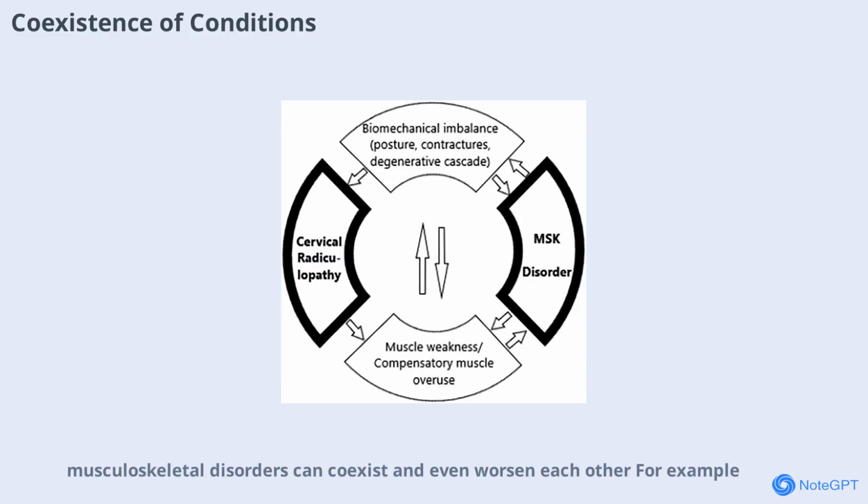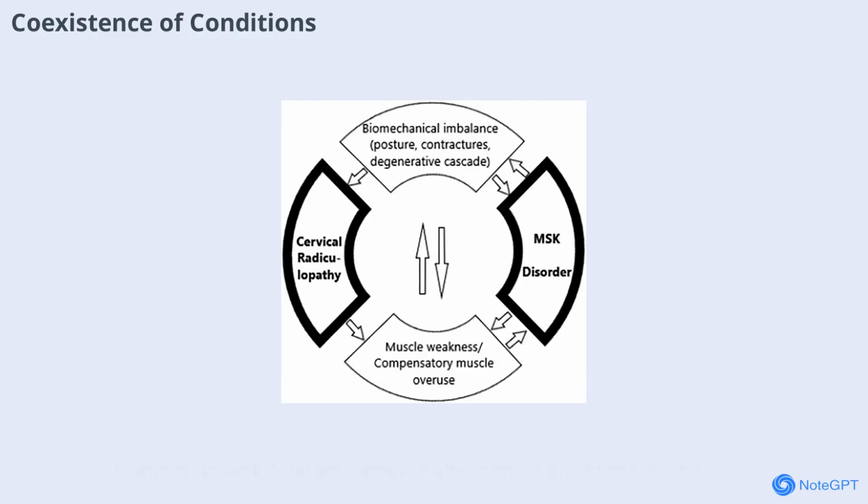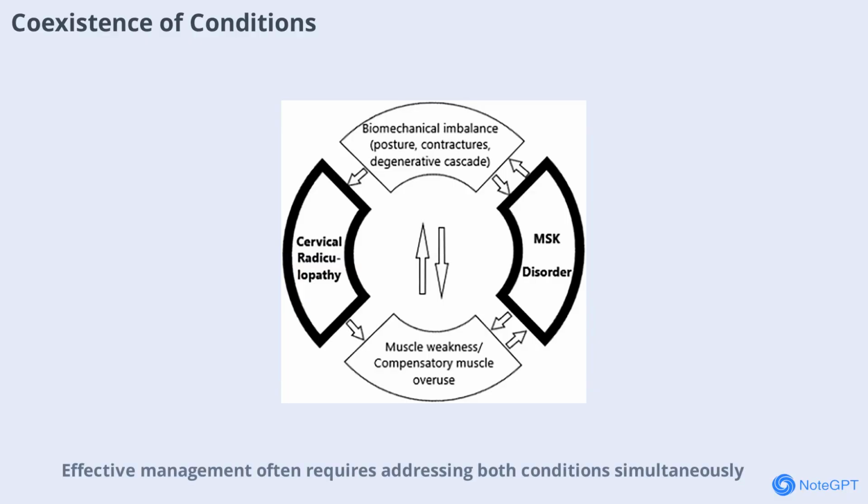It's important to recognize that cervical radiculopathy and musculoskeletal disorders can coexist and even worsen each other. For example, muscle weakness from radiculopathy can lead to overuse of compensatory muscles, resulting in secondary musculoskeletal pain. Conversely, chronic musculoskeletal problems can alter posture and biomechanics, increasing the risk of nerve root compression. Effective management often requires addressing both conditions simultaneously to break the cycle of pain and dysfunction.